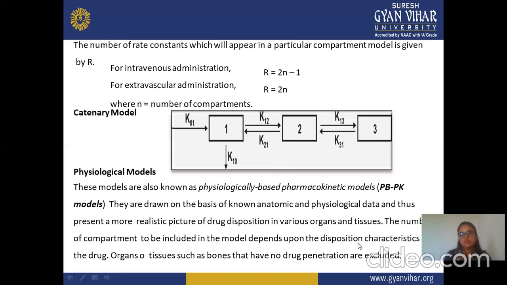And next, the number of compartments to be included in the model depends upon the disposition characteristics of the drug, on the position of the drug, and organ tissues such as bone that have no drug penetration are excluded. And this is all about the physiological model. Means this mainly depends on physiological parameters or conditions, as well as the anatomical condition of the patient, and gives a realistic picture of the disposition by organ and particular tissue. How much drug is available for that particular organ and tissue, and the disposition that takes place in that particular compartment, all of which is seen with the help of this physiological model.